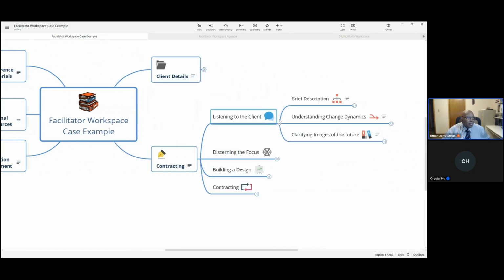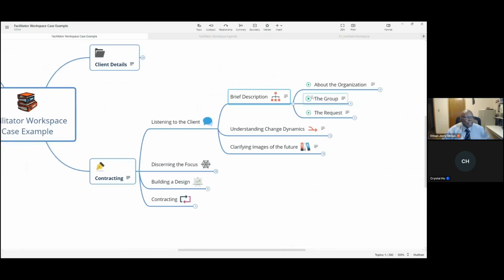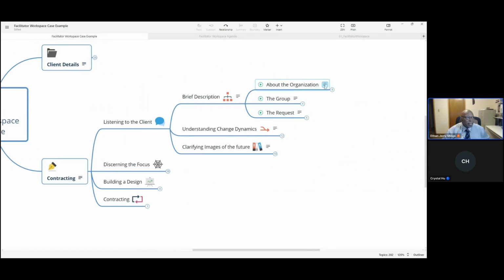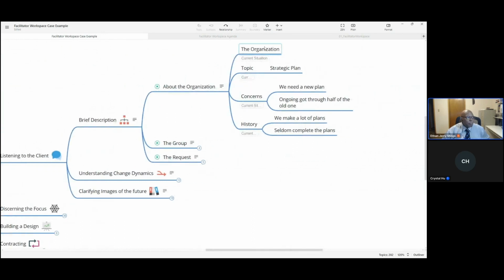So we're listening to brief description of what the agency is, and we can make notes here to the right about the organization, about the group, about the request that they're making. We can make our notes right here so we can see them. And in here, I have little prompts in the note file to tell me to make sure I ask these questions so that we're basically covering the required material. And then here, you can actually see where I've gotten into the organization, what they need, the concerns.